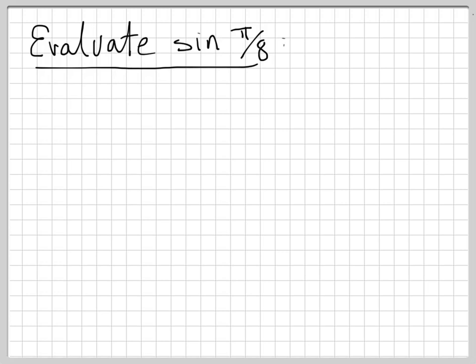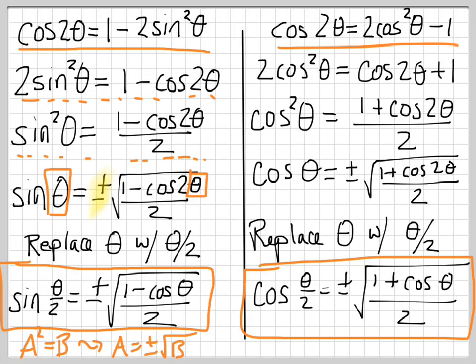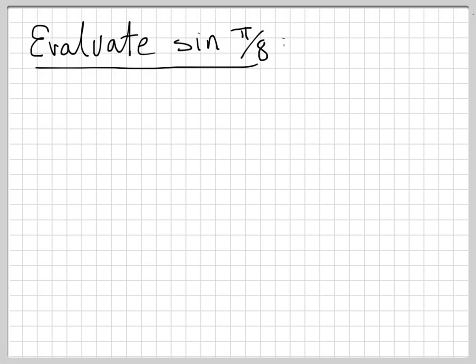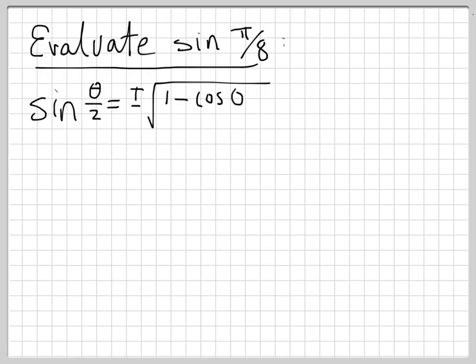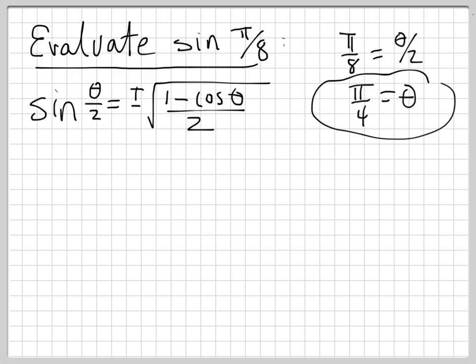So here's evaluate sine of pi over 8. Remember, our sine formula has the minus, and so sine theta over 2 is plus or minus the square root of 1 minus cosine theta over 2. And so here, pi over 8 is our theta over 2, and so pi over 4 is our theta. And this is great because that's something we know what to do with. Also, pi over 8 is in quadrant 1.